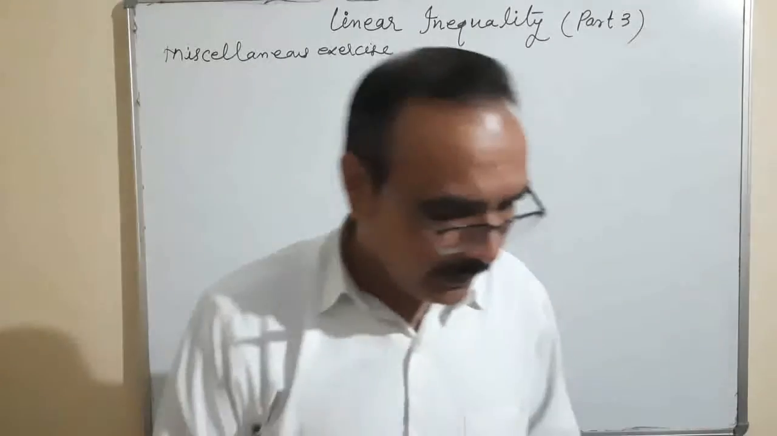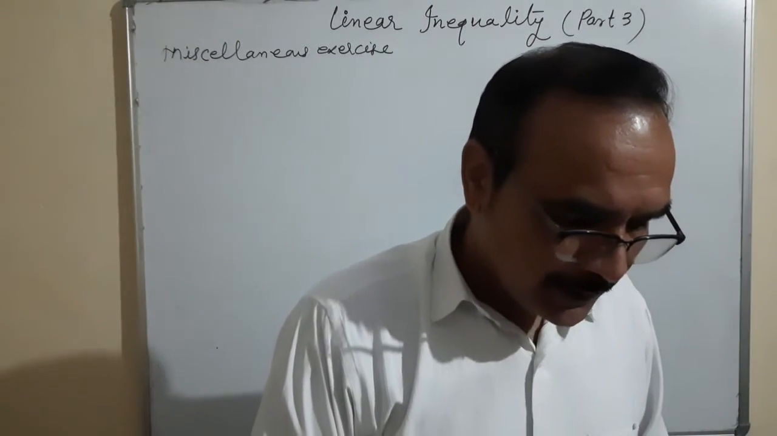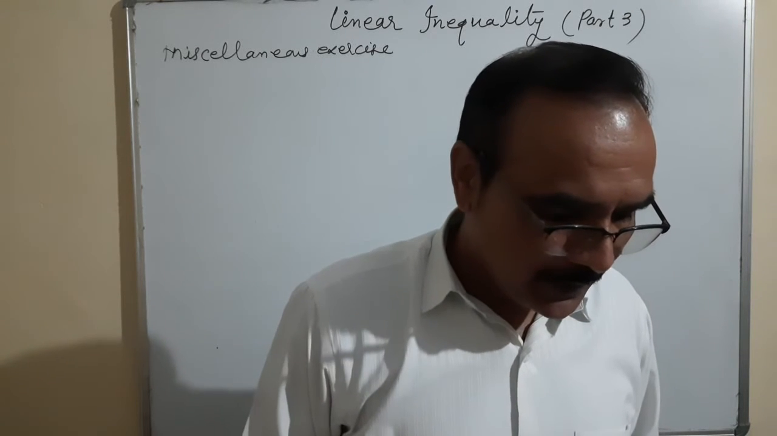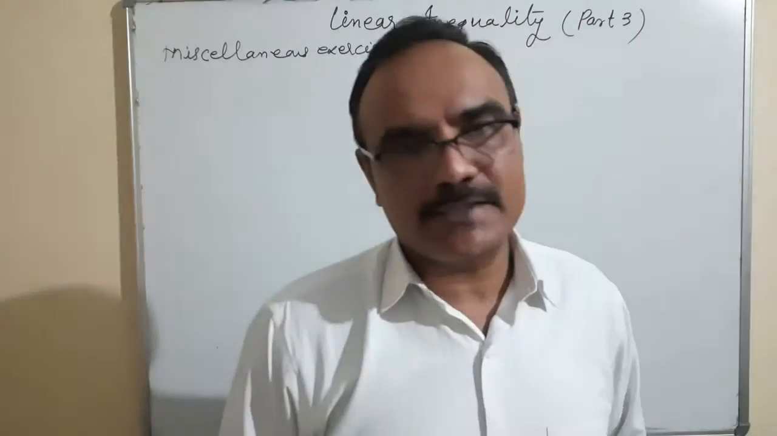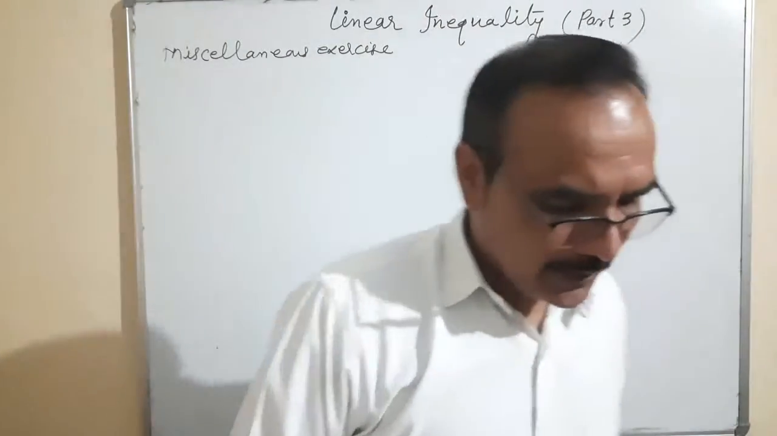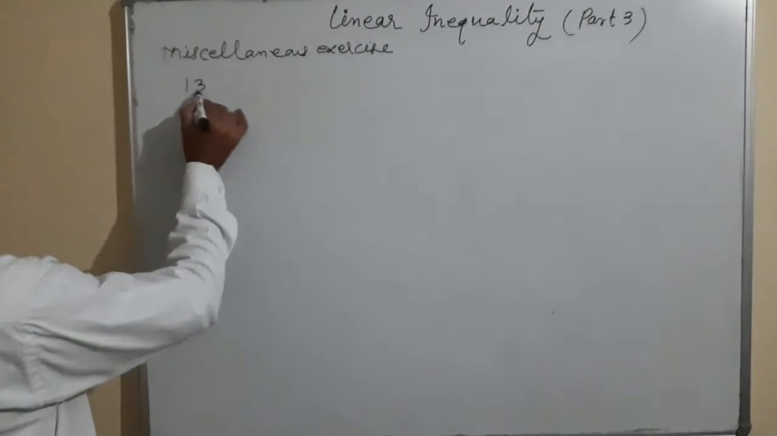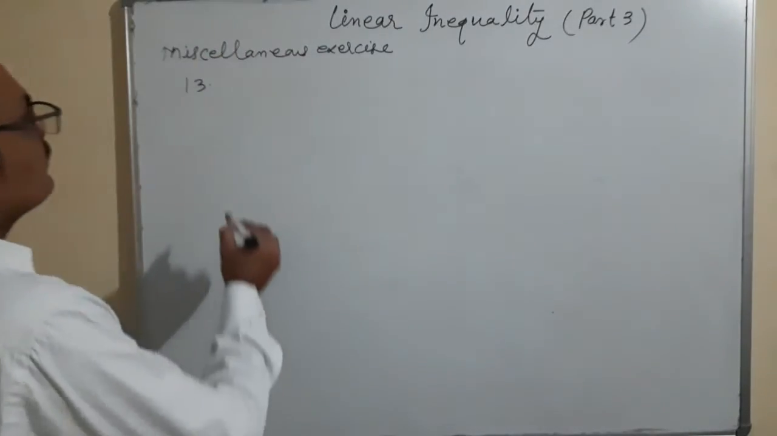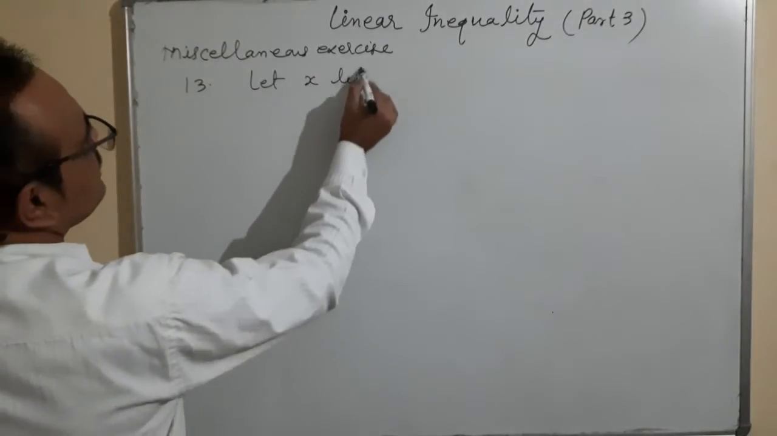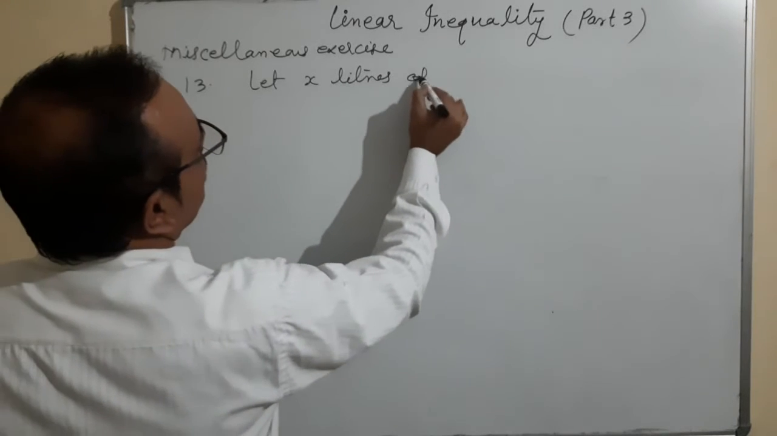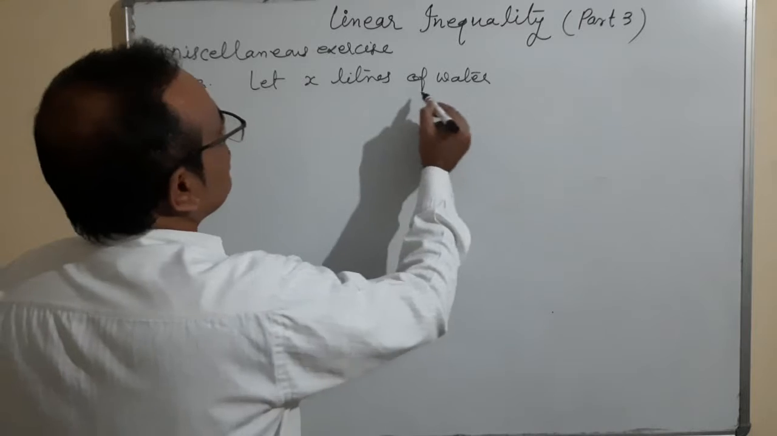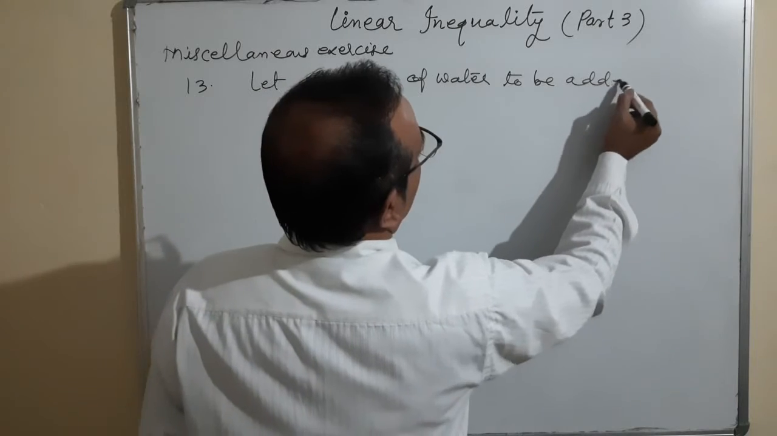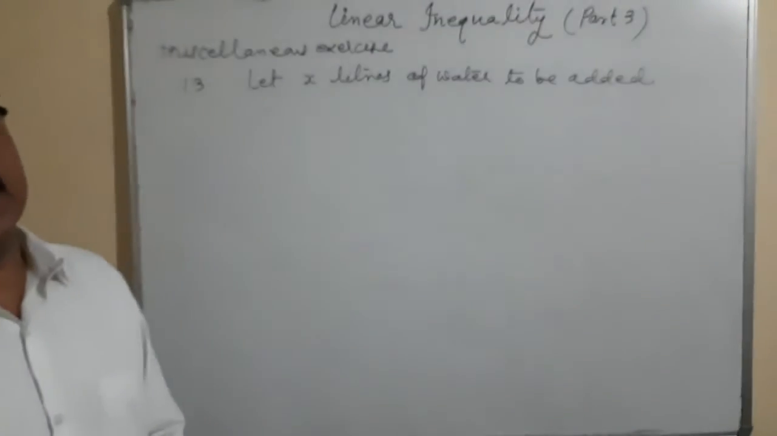Question number 13. How many liters of water will have to be added to 1125 liters of 45% solution of acid so that the resulting mixture will contain more than 25% but less than 30% acid? Same question, I think, like question number 12. So the line is, how many liters of water will have to be added? Let X liters of water be added.